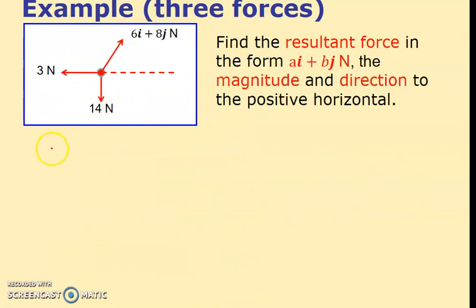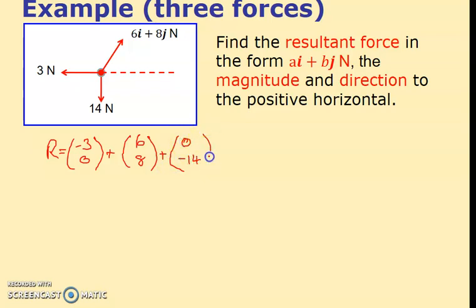Here's one with 3. So exactly the same trick. You add the vector forces together. First one goes 3 to the left and nothing up. You always plus. The second one goes 6 across and 8 up. And the last one I'm writing down goes 0 across and 14 down. I just scan across that quickly. I get 3 across the top and minus 6 down here.